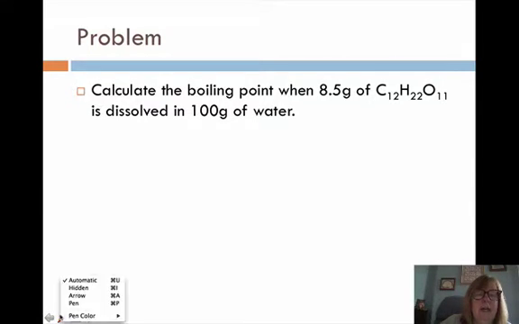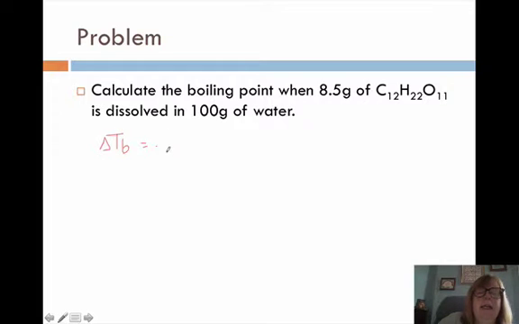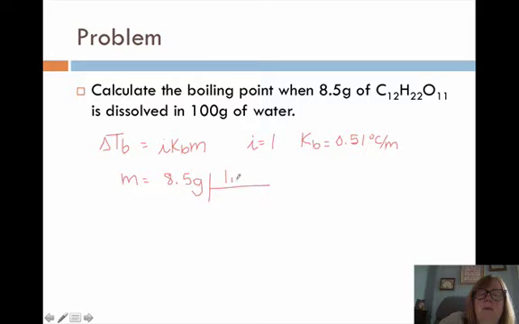All right, so the first thing is let's get our equation written down here. That would be the boiling point elevation is equal to i Kb m. Well, i for this is 1. Kb, when we look at the table, for water, the Kb for water is 0.51 degrees C per molal, and then we need to calculate the molality. All right, we need moles of our solute. Our solute is our C12H22O11. A mole of that is 342.34 grams per mole. So our moles of our solute is 0.0248.